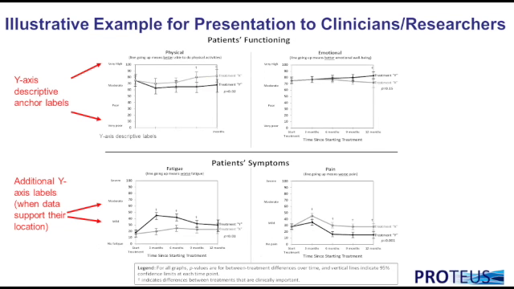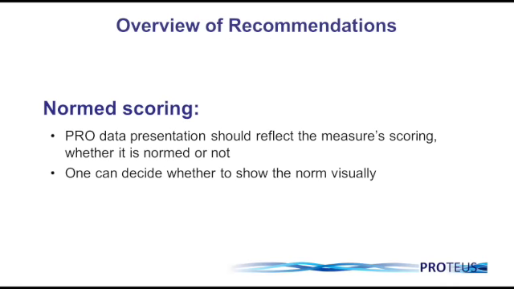This is the clinician and researcher example illustration. The same considerations regarding the y-axis labels apply, with potentially greater knowledge and ability to include the anchor labels compared to the middle labels. The next recommendations address normed scoring. As you are likely aware, some questionnaires are normed with, for example, a score of 50 representing the general population average.